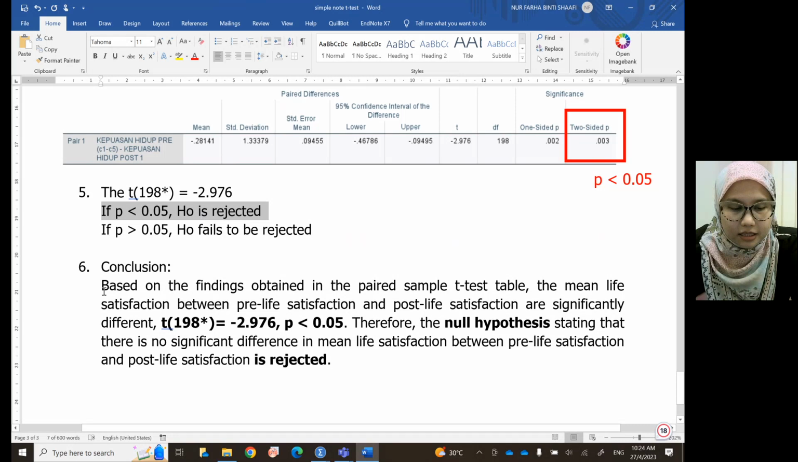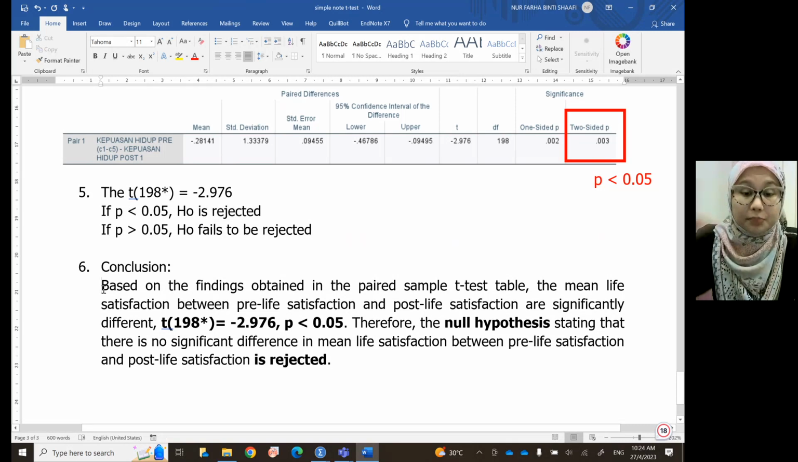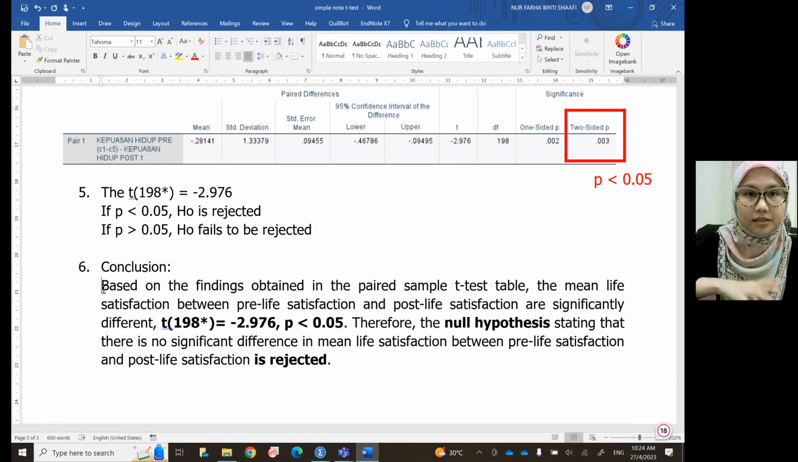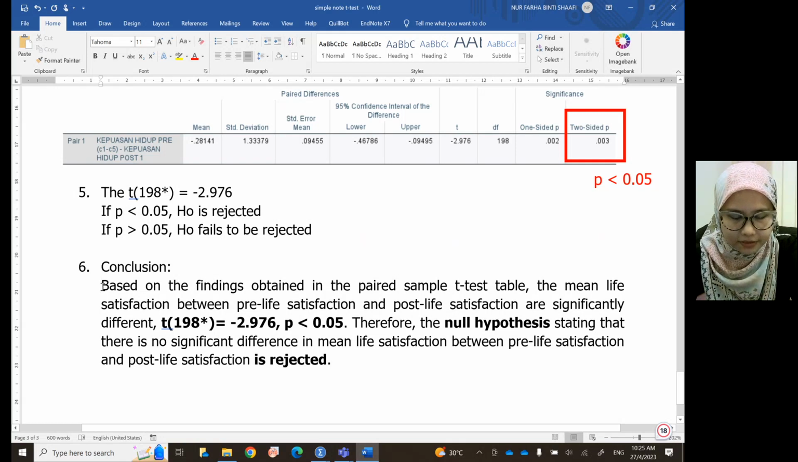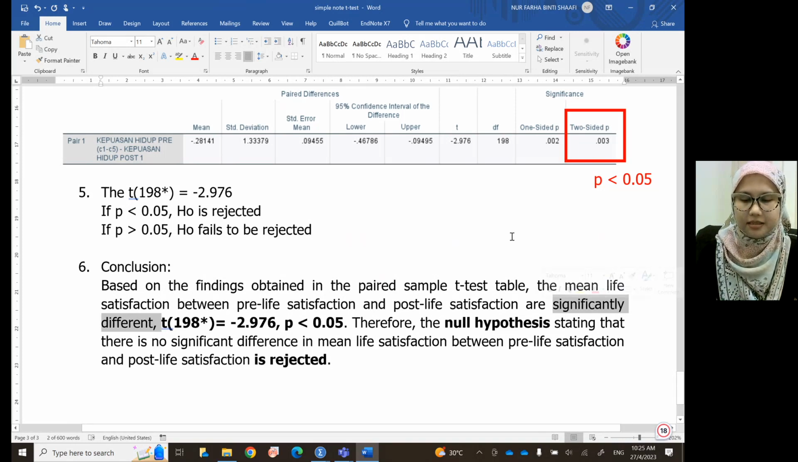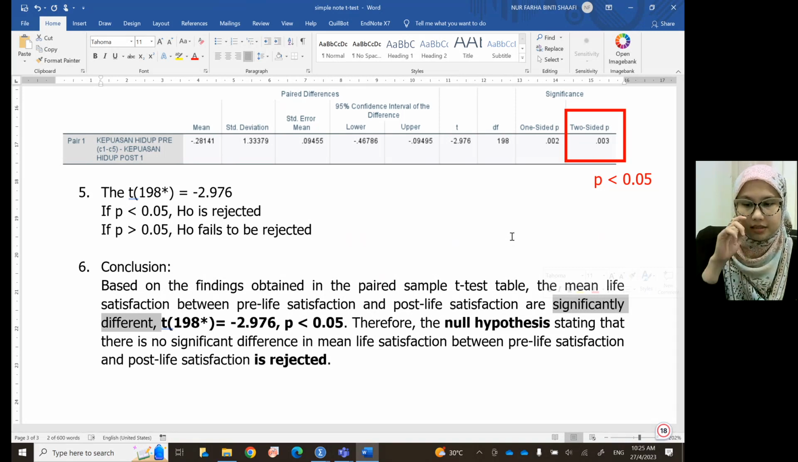So how can you write it in your report? You need to report all this. This is not a discussion yet, just reporting the data. So how to report it? Based on the findings obtained in the paired sample t-test table, the mean life satisfaction between pre-life satisfaction and post-life satisfaction are significantly different. Why are you saying it is significantly different? Because just now you decided to reject the null hypothesis.